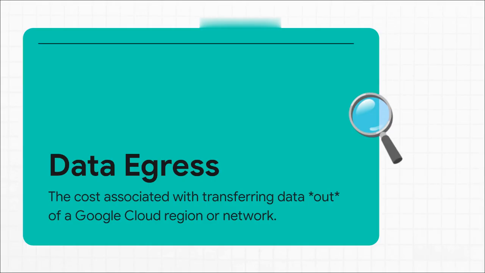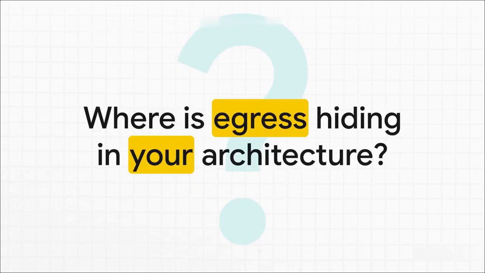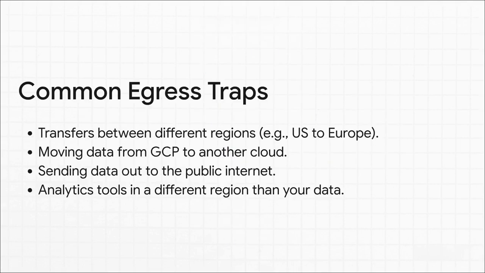And these little toll booths can pop up in places you really don't expect. So I want you to stop and ask yourself this right now. Where is egress hiding in your architecture? Because I can almost guarantee it's in there somewhere. And those little costs, they seem small at first, but they add up incredibly fast and can completely wreck your budget.